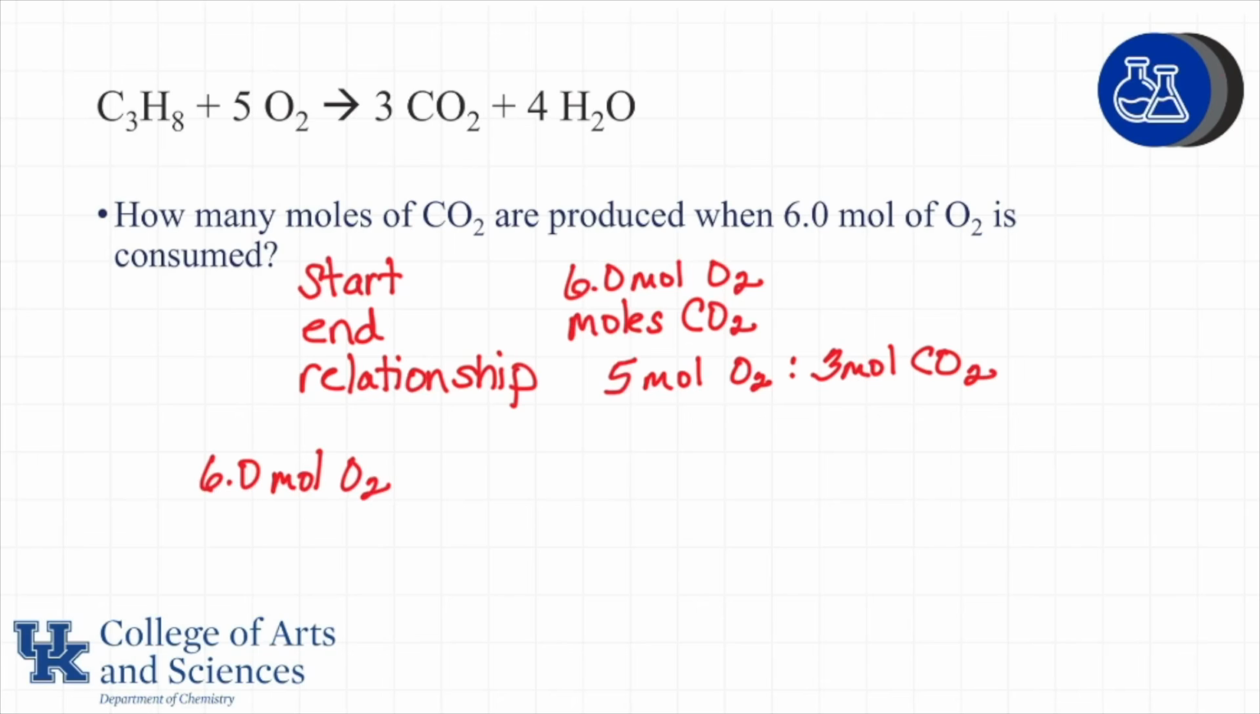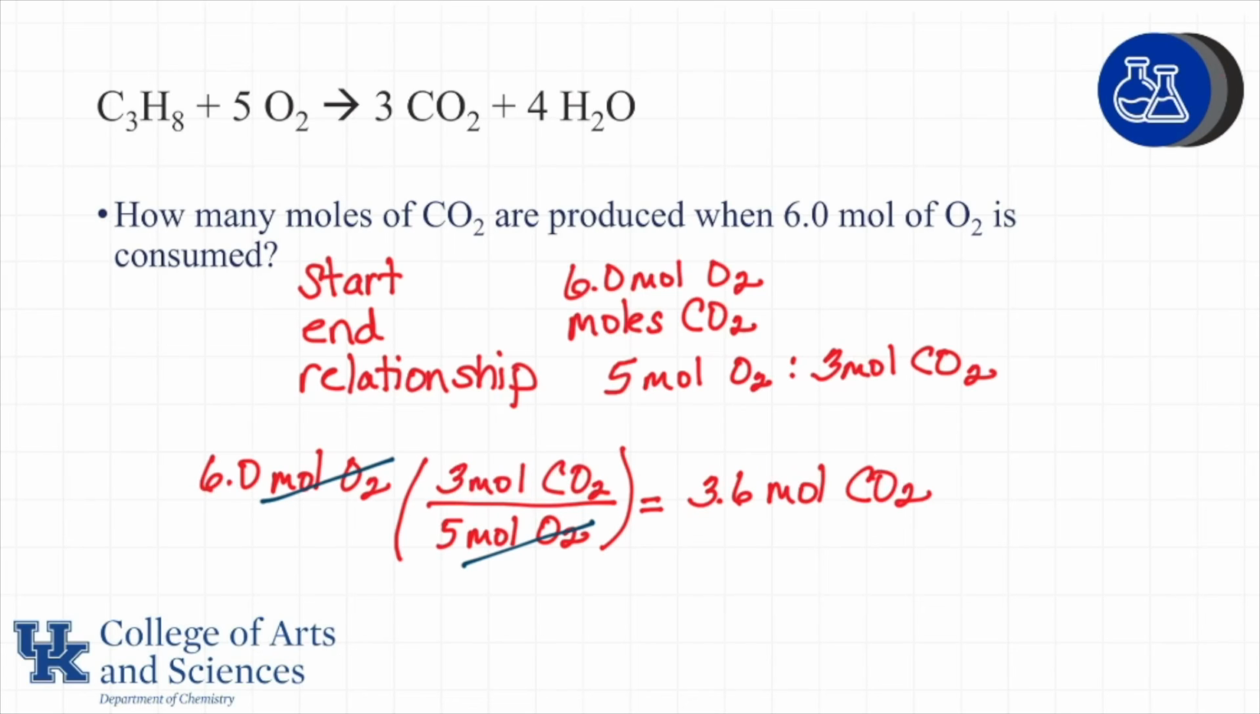We start with 6 moles of O2. We know that moles of O2 needs to be in the denominator, and our 3 moles of CO2 is going to go on top. So 3 moles of CO2 to 5 moles of O2. Cancel out moles of oxygen, and I'm left with 3.6 moles of CO2.